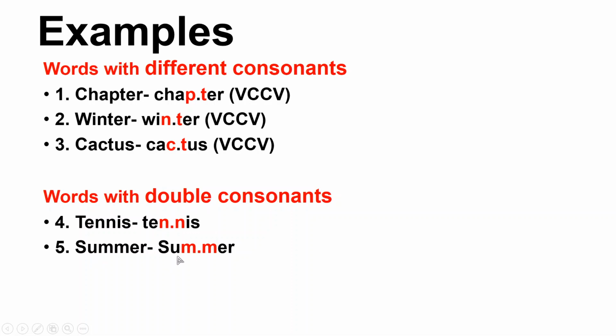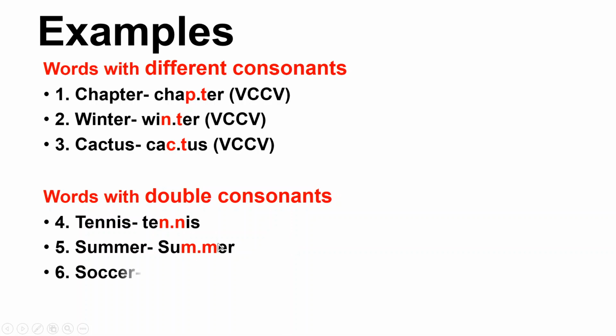Summer. Sum and mer. So we have two syllables in summer. Now let's check if this is following the BCCB pattern. That's vowel, consonant, consonant, and vowel. Now, is this a word with double consonants? We have double M. We have the same letter, M and M. So this is considered a word with double consonants.